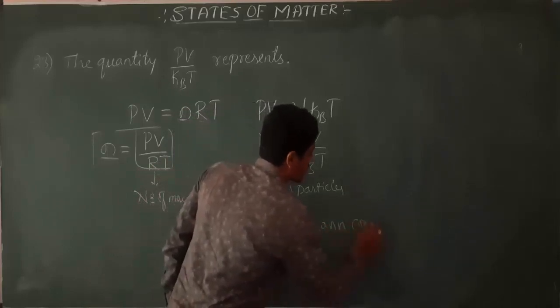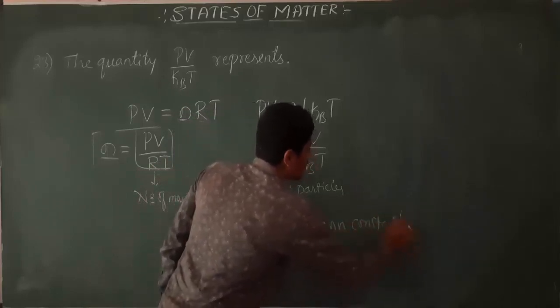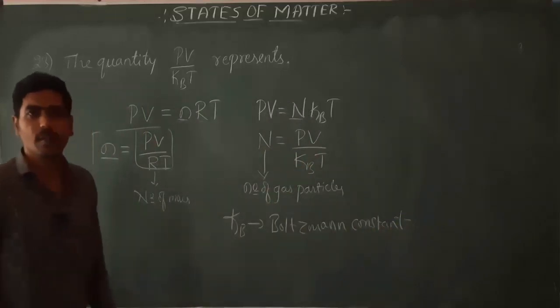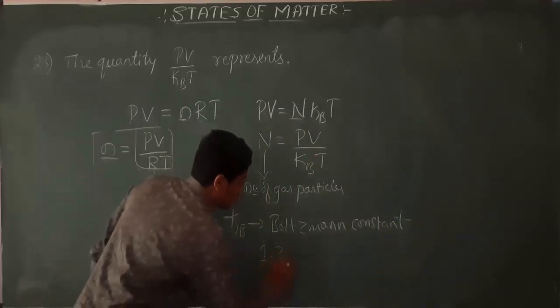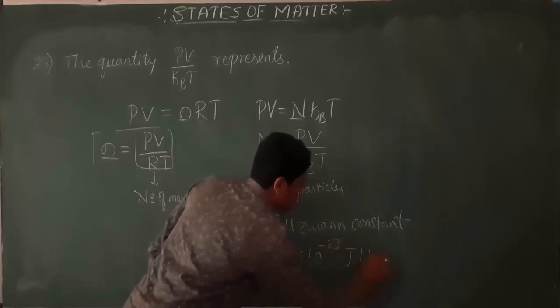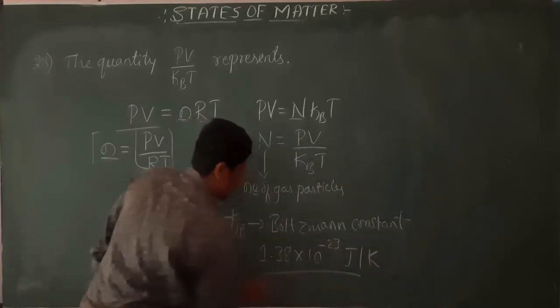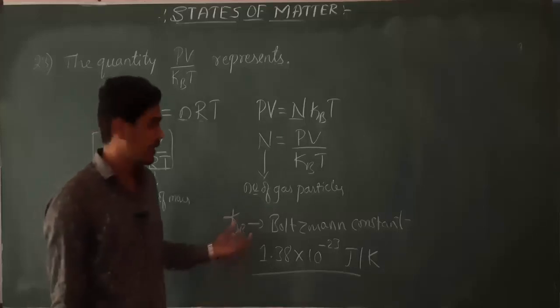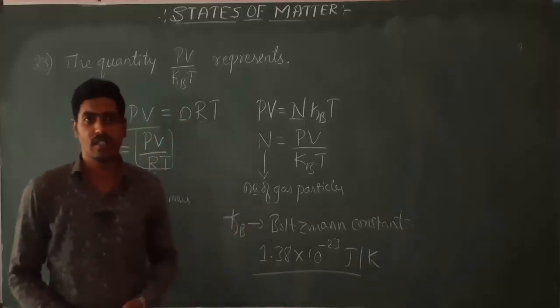Boltzmann constant. And what is the value of this Boltzmann constant? The value is 1.38 into 10 raised to minus 23 joules per Kelvin. So remember this value as well as the KB, that is Boltzmann constant.